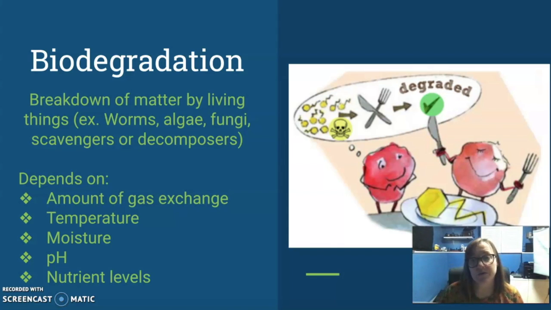Biodegradation is another way in which we have the breakdown of matter by living things. So we've got our scavengers, our decomposers, our worms, our algae, and our fungi going through and basically degrading all of these toxic chemicals. And that's going to depend on a few factors as well, like gas exchange, temperature, moisture, pH, and nutrient levels for them to be able to optimally degrade for us.